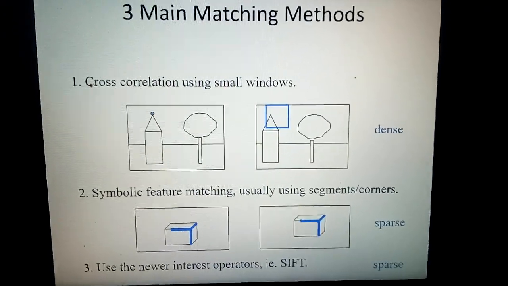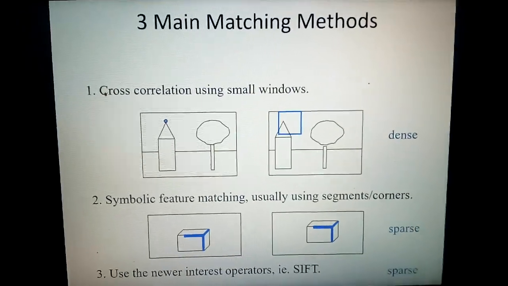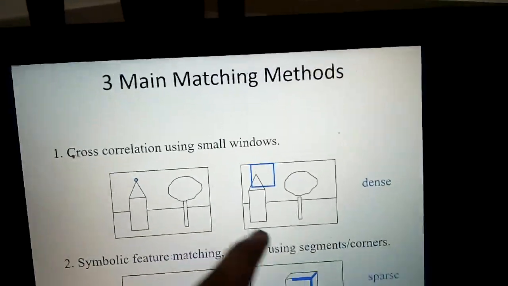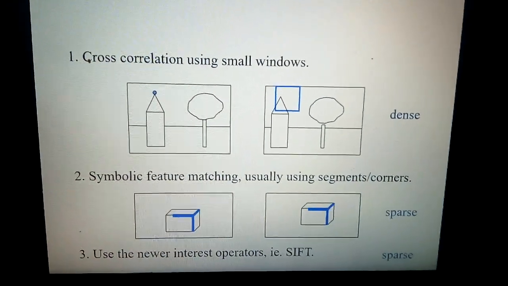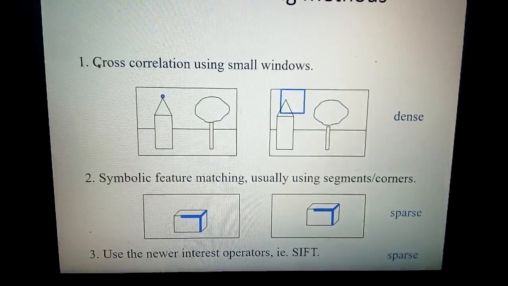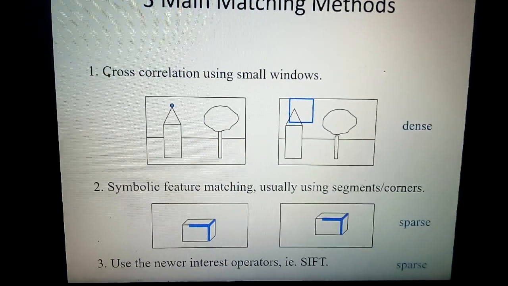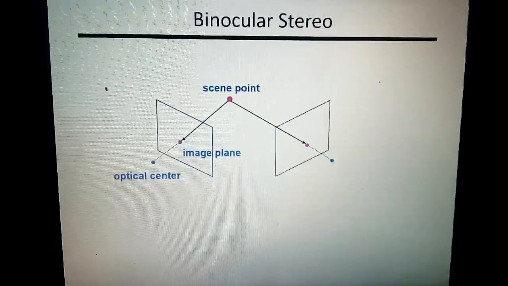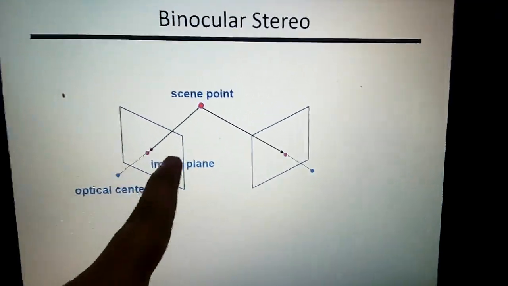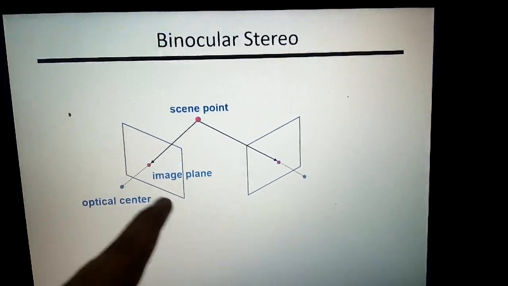The correspondence can generally be found in three ways. Cross correlation using small windows. The first image and the second image, like this and this, depict how cross correlation is happening. Symbolic feature matching using the segments or corners, and using operators like shift, we are able to define the three matching methods. Consider this image plane, and this is the scene point which is being focused.